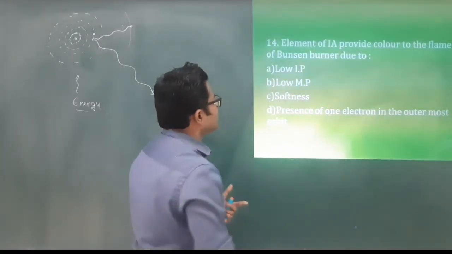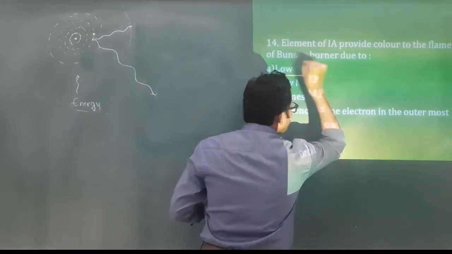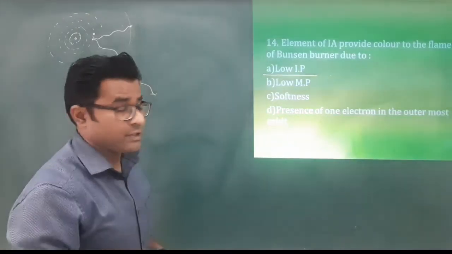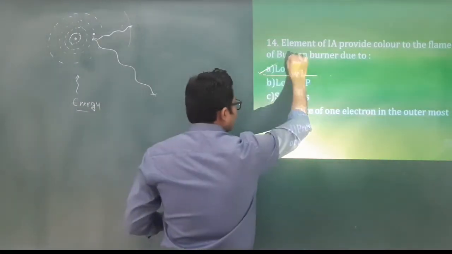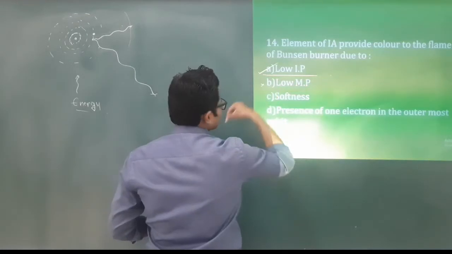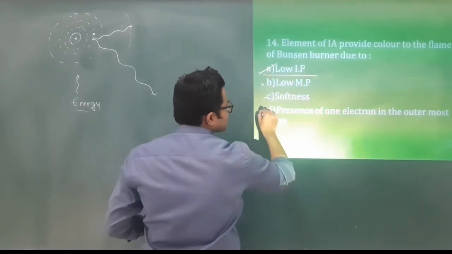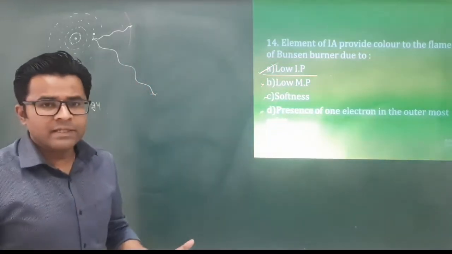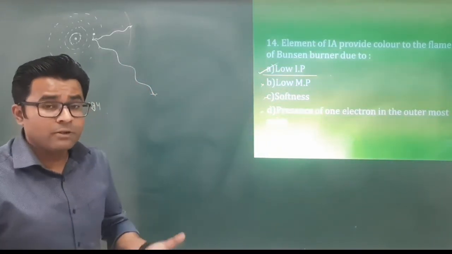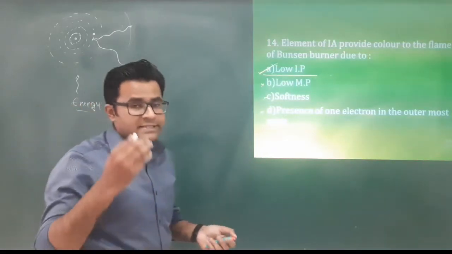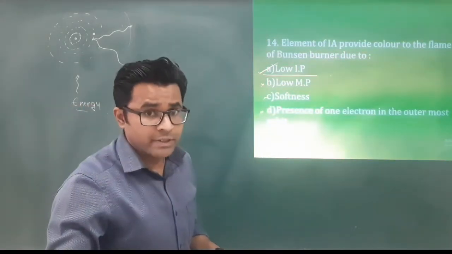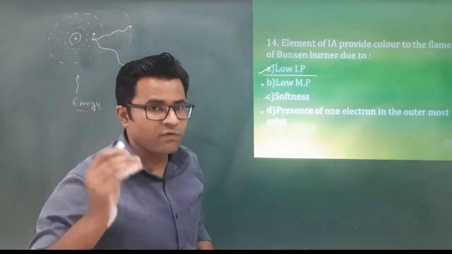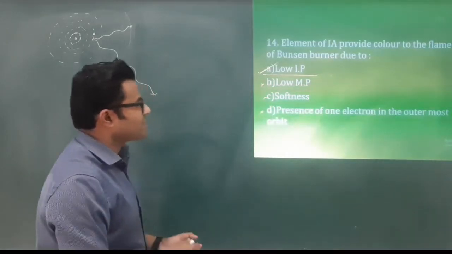So it is actually the low ionization potential, not because of melting point, not because of softness, not because of the presence of one electron in the outermost shell. All these alkali metals have one electron in their outermost shell, but that's not a correct option. That's not a satisfactory explanation of why these elements exhibit colors in the flame. Okay, let's observe the next one.